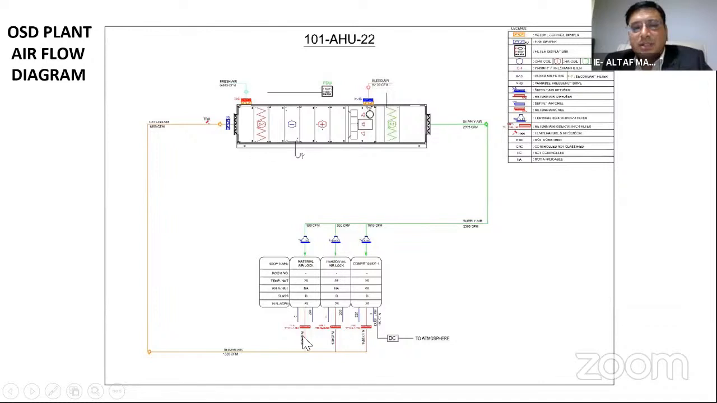In risers, return air, in OSD plants, we put 10 micron filters. It is just to safeguard the return air ducts and the loading of the AHU filters. This is how we safeguard that.